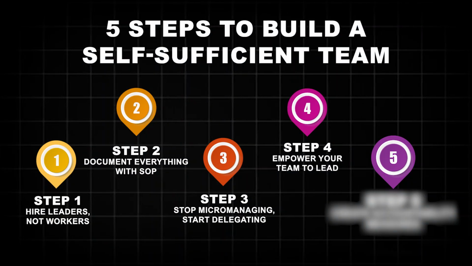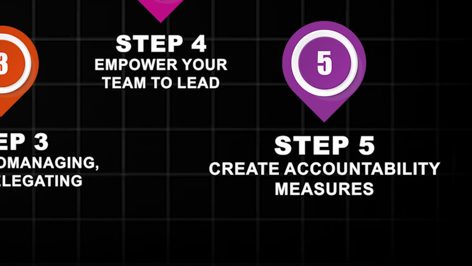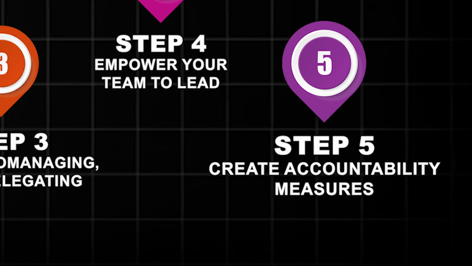Now, once you've started stepping away, step 5 is that you've got to create accountability within the leadership team. So if you want to maintain this freedom, we really have to have accountability measures for your leaders.